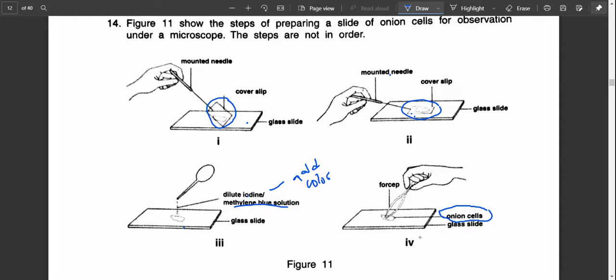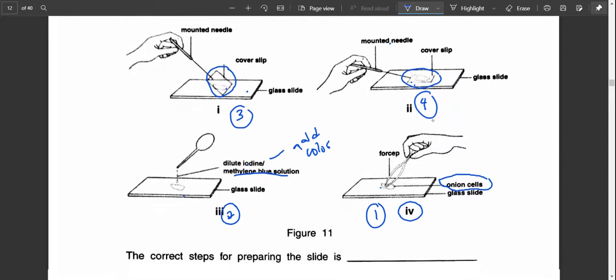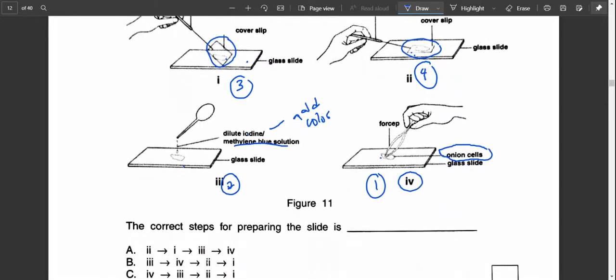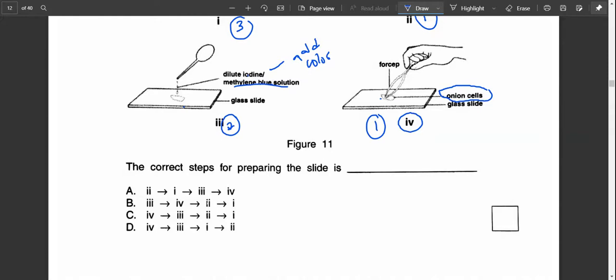So the step should be you put onion cells there, so this one should be number 1. And then after you have your onion cells, you add color because most of the time onion is colorless, and then you try to cover it with cover slip, and number 4 it's covered with the slip. Therefore the answer should be 4 3 1 2. 4 3 1 2. Therefore the answer is D.